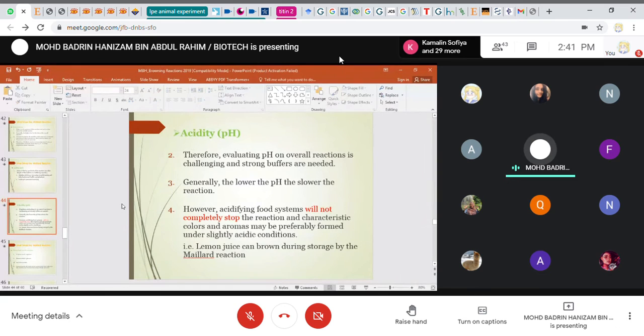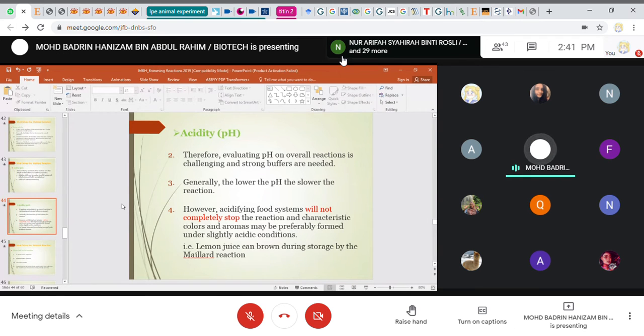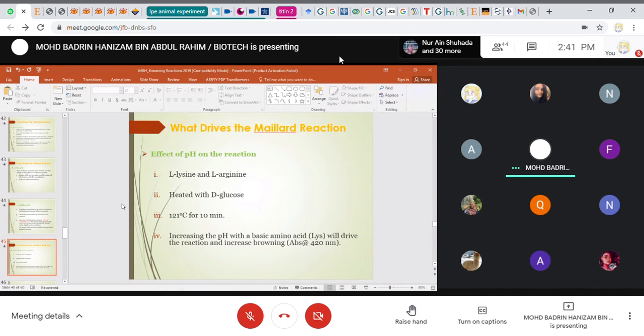If you remember, I mentioned last week that this reaction cannot be stopped. Like enzymatic browning, you can stop it by denaturing the enzyme, right? If you denature the enzyme, you can stop the enzymatic browning. But this Maillard reaction, non-enzymatic browning, you cannot stop because the reactants are there. You can just slow it down. Even if you use an acidic pH, for example lemon juice, after a while it can still brown during storage. It can only be slowed down.